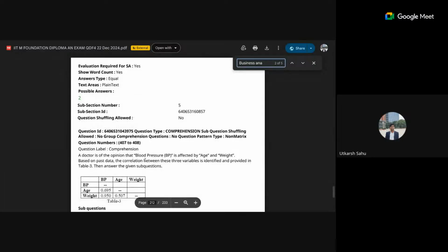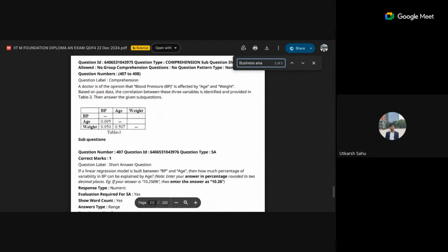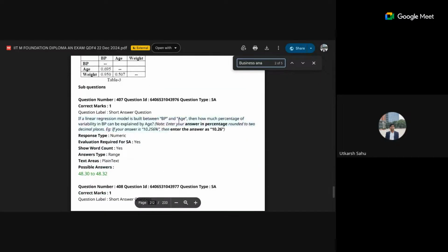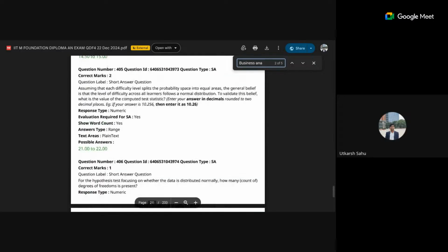Blood pressure is affected, and the correlation between these variables is given. So you are given r, you are not given r square. Okay, so you need r square here: how much variability is explained using this. So that is basically r square. Then they will ask VIF, again using r square. So these things you should know.